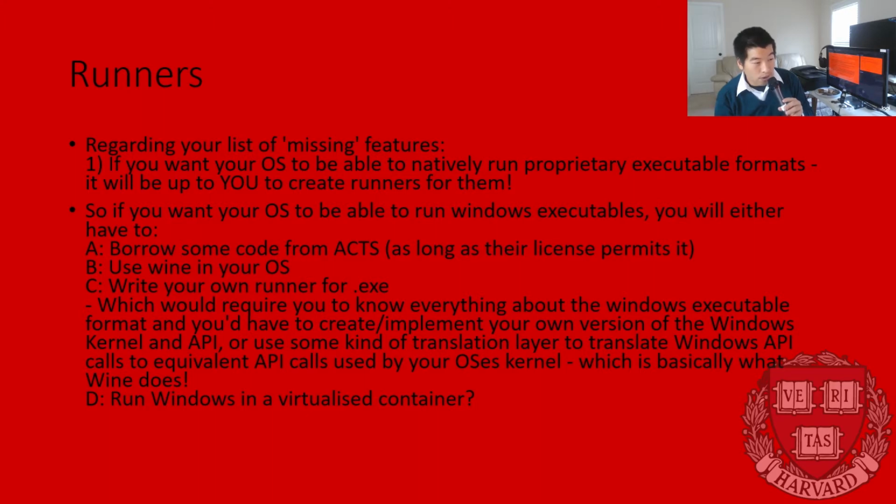C, write your own runner for that exe, which requires you to know everything about the Windows executable format, and you'd have to implement your own version of the Windows kernel or API, or use some kind of translation layer to translate Windows API calls to equivalent API calls used by your OS's kernel, which is basically what Wine does. D is the virtualized container I mentioned, like an emulator in the game world. A virtualized container is just kind of like an Oracle.